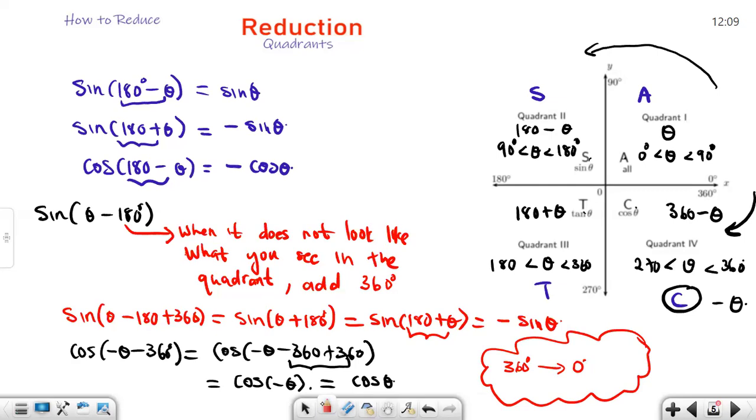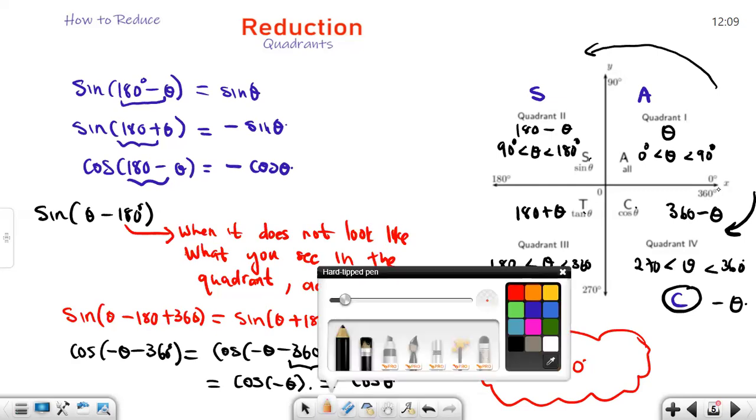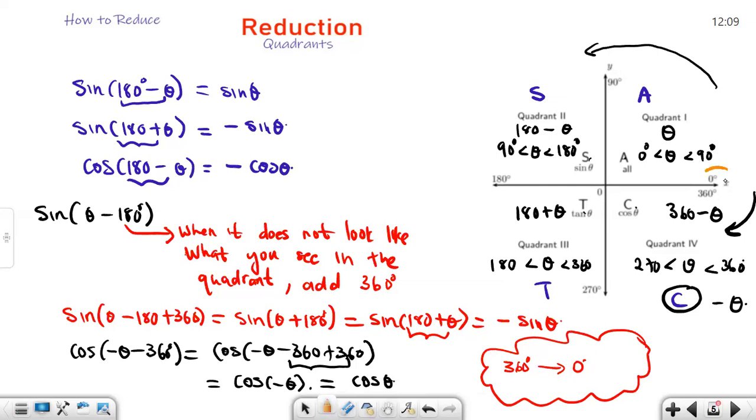I know you see, what is this guy saying? Every time I see 360, I'm going to replace it with 0, because if you look here, these are the cousins, but they are wearing a different attire. So check, this is what I mean. If I have cos(minus theta minus 360), I can quickly replace this with 0. That will be cos negative theta.